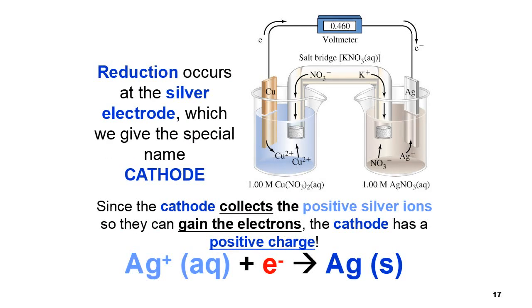On the other end, reduction occurs at the silver electrode, which we give the special name cathode, since the cathode collects the positive silver ions so they can gain the electrons. The cathode has a positive charge.